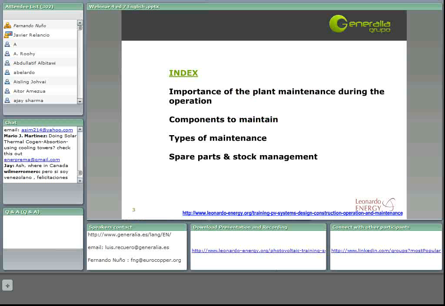So, to handle the maintenance of the plant, we will start studying why it is so important to do our plant maintenance properly during the operation. Then, we will see which are the main components to maintain and the types of maintenance that can be done. And we will end this webinar with the stock management and the spare parts management in our PV facility.